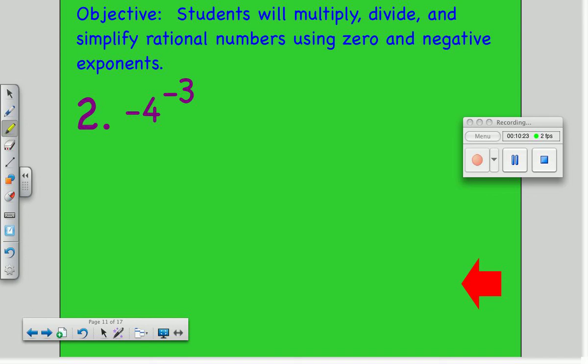So negative 1 over 4 to the power of 3 is negative 1 over 4 times 4 times 4. 4 times 4 is 16, and 16 times 4 is 64. Negative 1 over 64.